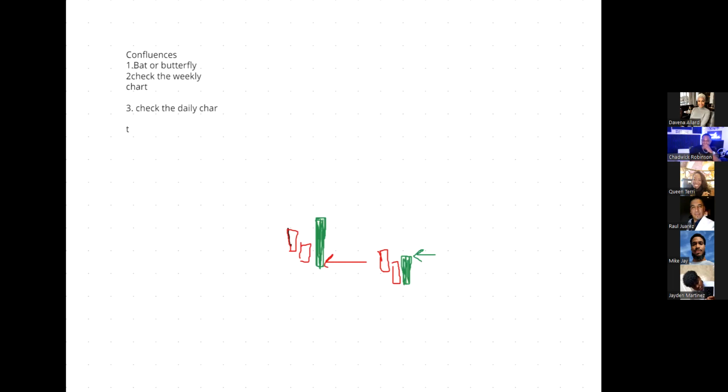Solomon, would you take the buy right here? Solomon, are you there? Is Solomon there? Going once, going twice. Solomon may not be there. Let me move to the next person. Raul, would you take the buy right here?